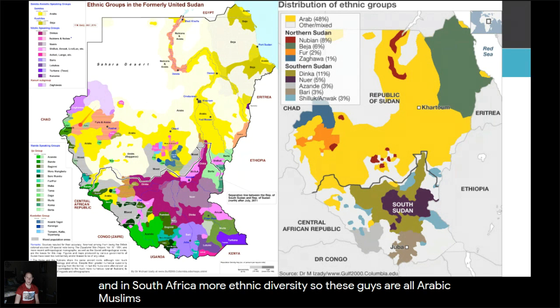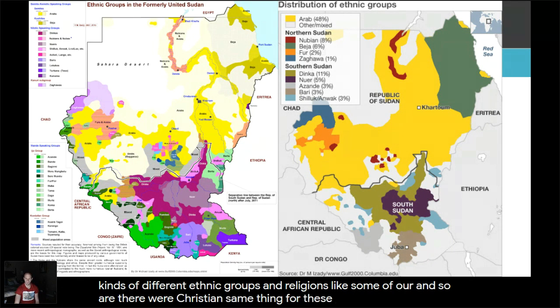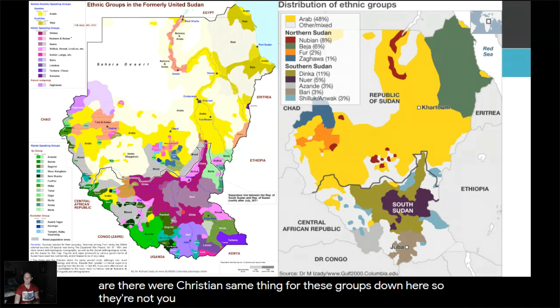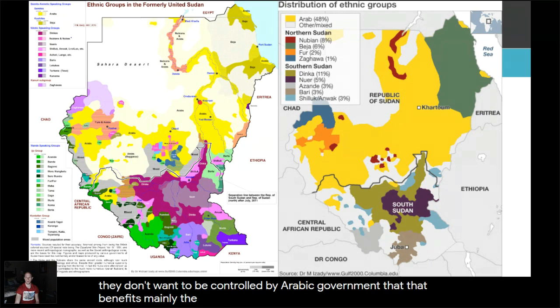Over here, you've got Black Africans that are going to be a mix of all kinds of different ethnic groups and religions. Like some of them are Animists, some of them are Christian. Same thing for these groups down here. So they're not united ethnically, but they are united in the fact that they don't want to be controlled by an Arabic government that benefits mainly the people in Khartoum or the people that are in the northern part of the country.